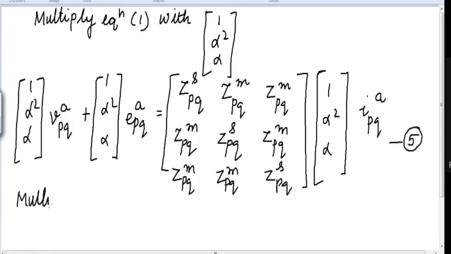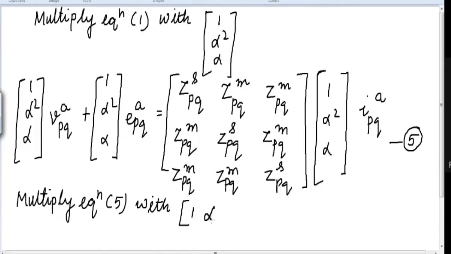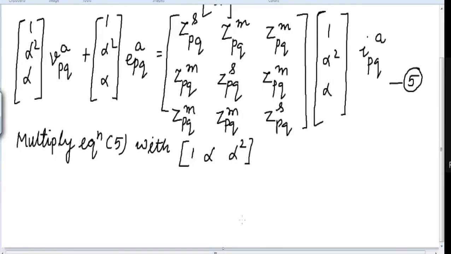Equation number 5, multiply equation 5 with... I will use the matrix in this way: 1 alpha alpha square. Let us see what happens. So if I will multiply this matrix with 1 alpha alpha square, what will happen? 1 alpha alpha square multiplied by this complete matrix.